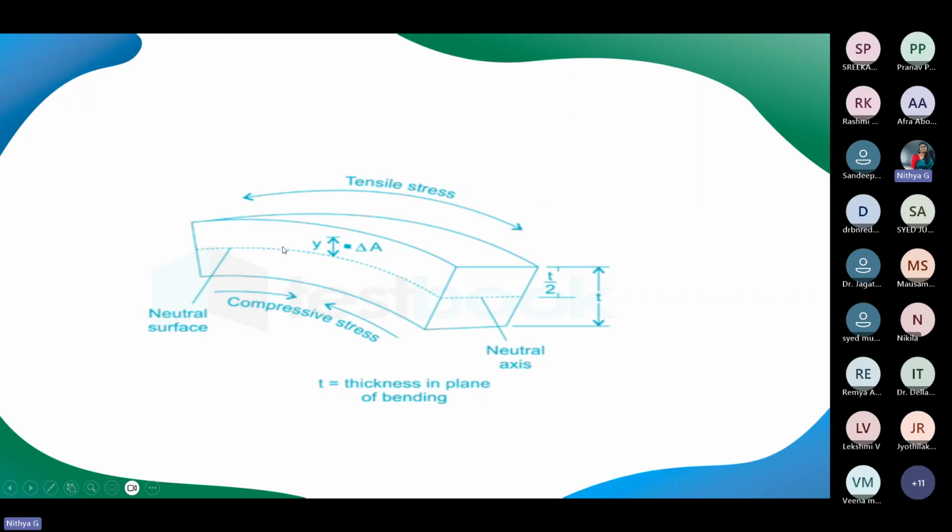So when I have to look into the region where both are equal, that is the middle of your cantilever beam, the middle of the cantilever beam is called the neutral axis. What does neutral axis mean? In this particular region, there will be neither tensile stress nor compressive stress. This particular region will be stress-free.